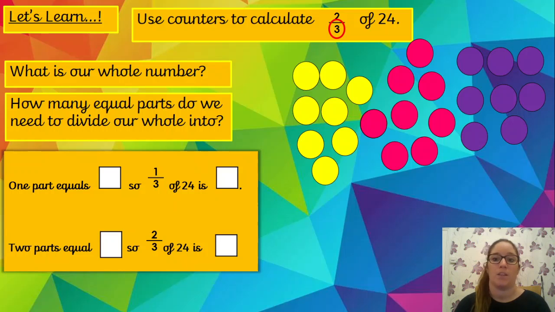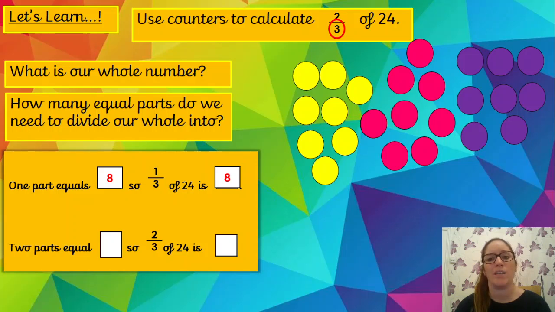Okay, so if you've got 24 counters in front of you, you just need 3 separate groups now. How many will you have in each group? Okay, so we can see that we have 8. So there's 8 in each group. So 1 part equals 8. So 1/3 of 24 is 8.